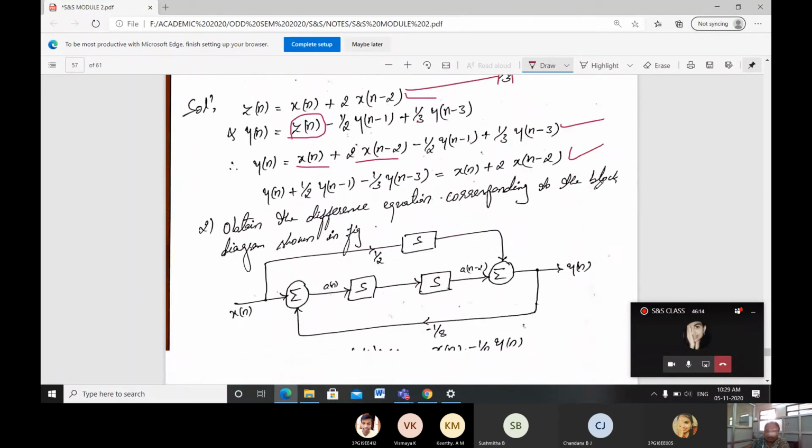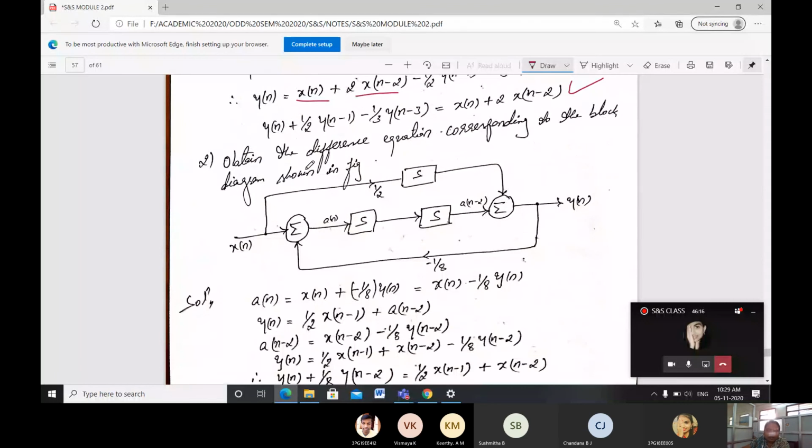Right? Okay. Then the next problem is to obtain the difference equation corresponding to the block diagram. The block diagram is given here. X of n, summation, two delay functions are taken. Here it is a of n and here it is a of n minus 2. Then the output is y of n and it is again fed back with a scaling factor 1 by 8. Then here it is scaled by 1 by 2 and it's going to be added.